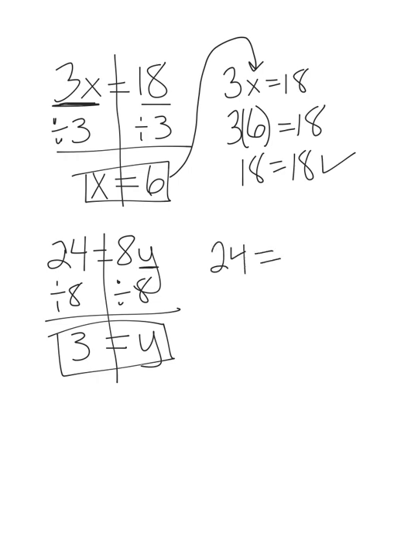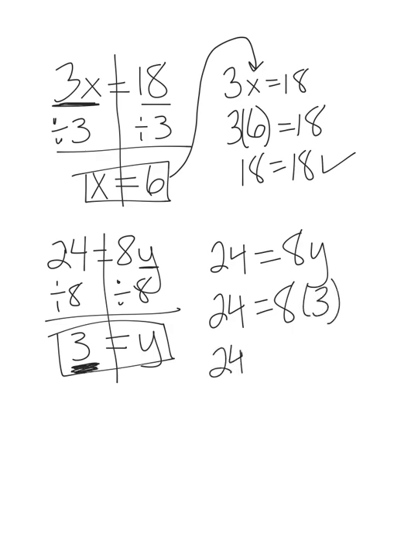So I'm getting 3 for a solution for y. So now let's try it. I do 24 equals 8, and instead of y, I substitute the value that I got, which is 3. So 24 equals 8 times 3 is 24. So we are correct with that.